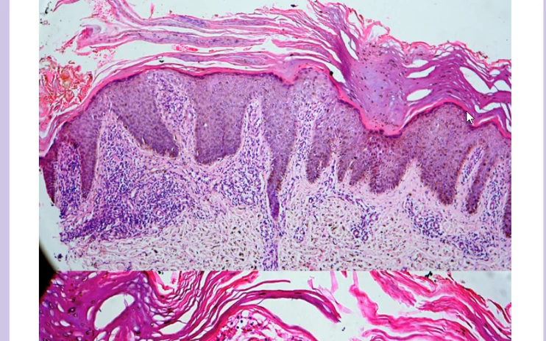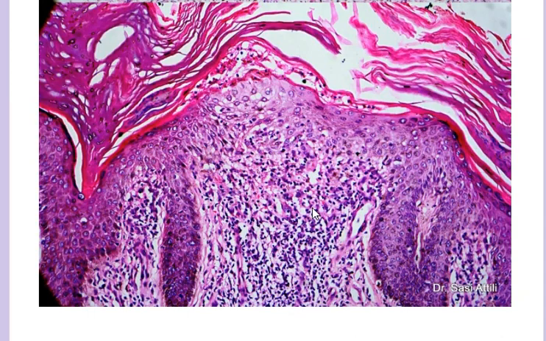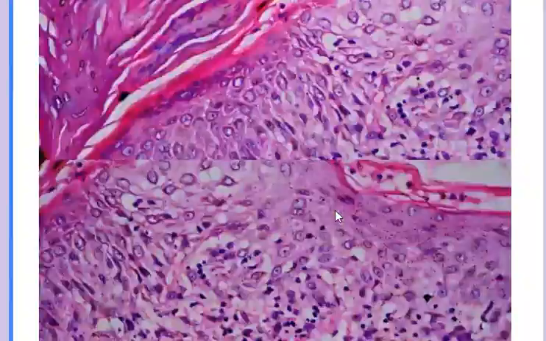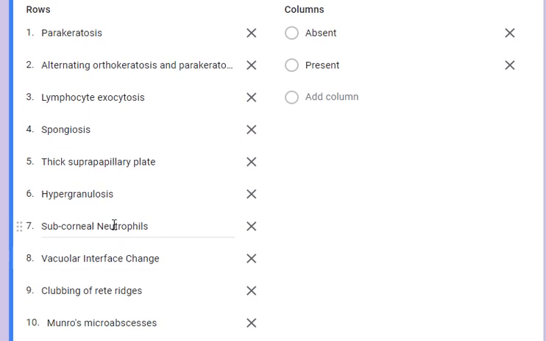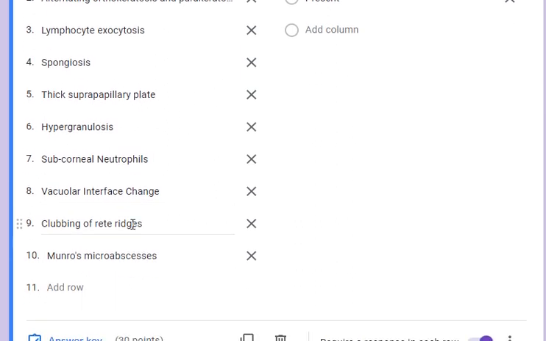The alternating ortho and parakeratosis pattern in both vertical and horizontal directions, the checkerboard pattern, is an indication for pityriasis rubra pilaris. This is absent here. There is definite lymphocyte exocytosis. There is spongiosis focally. The suprapapillary plate is actually thin, not thick. Hypergranulosis is absent. Subcorneal neutrophils are absent. Vacuolar interface change is absent. Clubbing of rete ridges is present. Munro's microabscesses are absent.